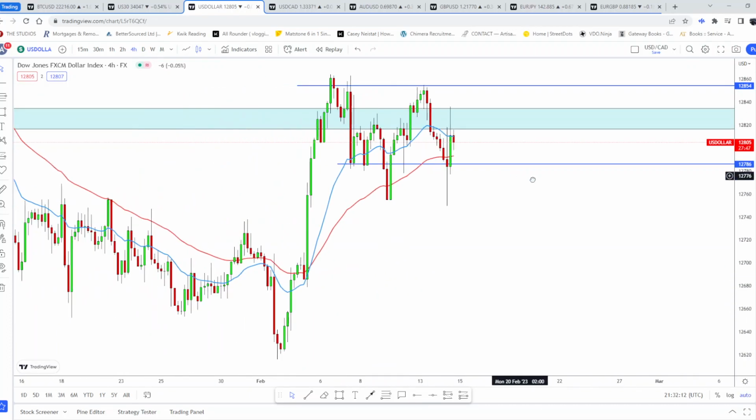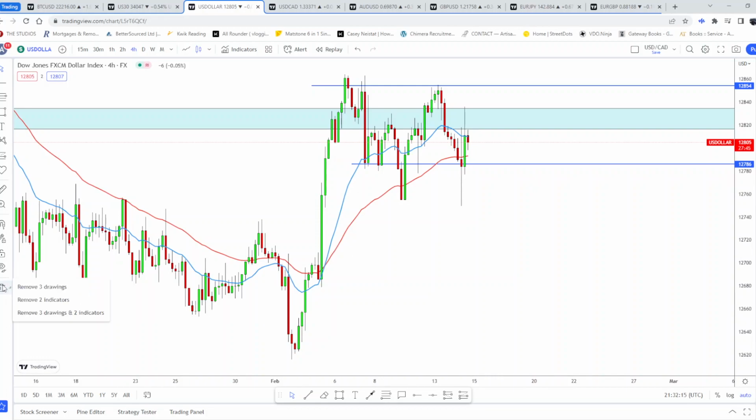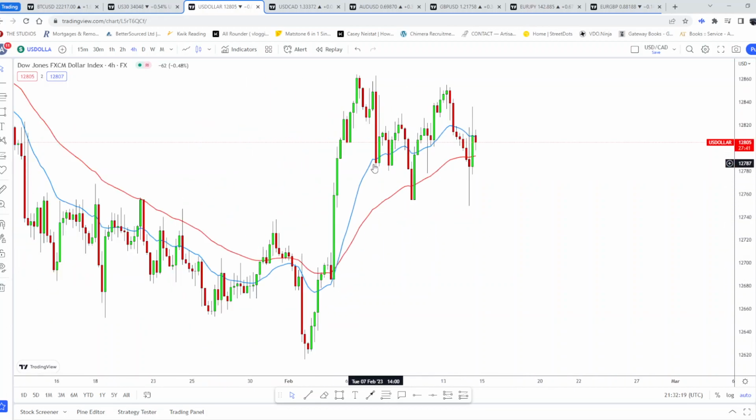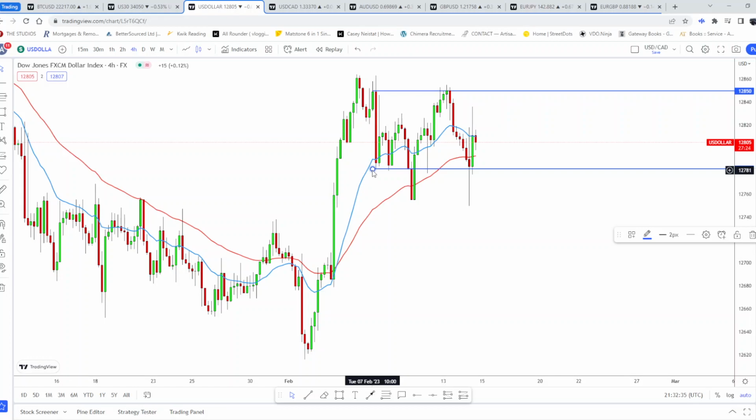On the lower time frame, you can see here. Let me just clear it out. So, price action is actually in between the moving average currently. Let's see what we can spot here. Some areas of support and resistance. So here are some key levels.